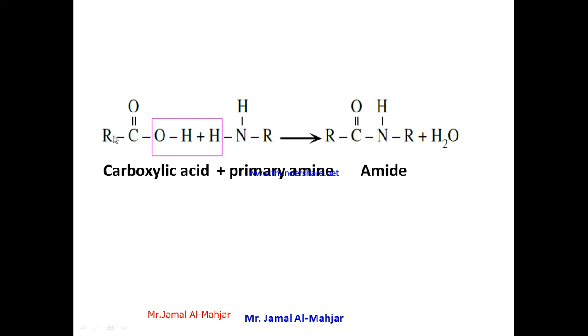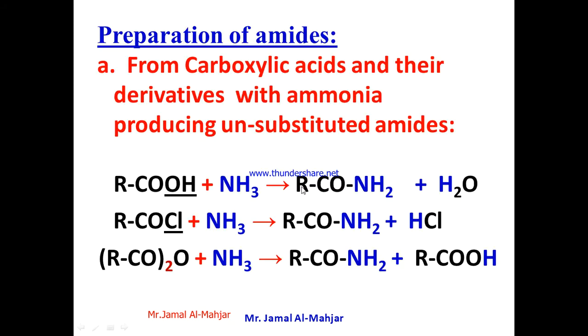Okay, so here we have carboxylic acid R, C double bond O OH, and this is amine RNHH. Remove H from the amine and remove OH from the acid. Remove them as H2O and join the rest. We have RC double bond O and here we have NHR. RC double bond O NHR.